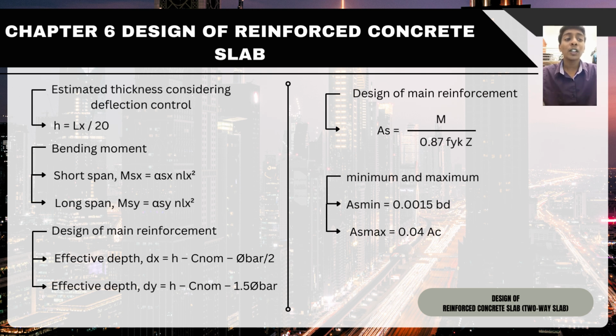Chapter 6, Design of Reinforced Concrete Slab. To find the design of main reinforcement, we need to follow some steps. First step is we find the estimate thickness considering deflection control. Second one is bending moment. Third one is design of main reinforcement. Fourth one is design of main reinforcement. And lastly, we find the maximum and minimum area.